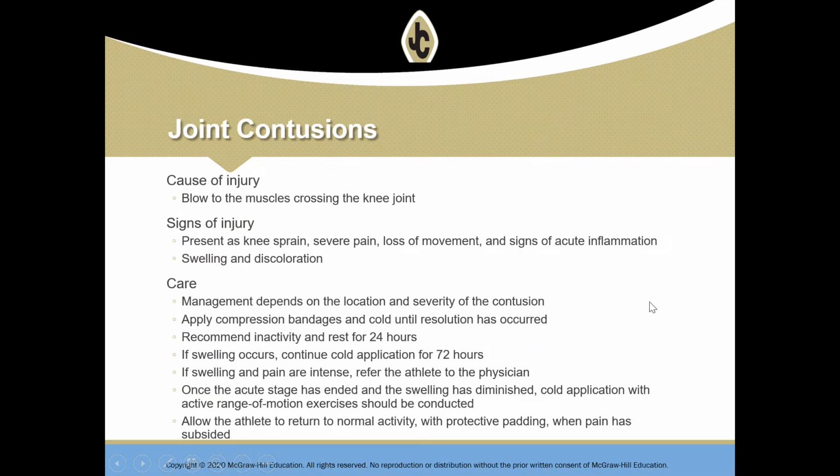Okay, so joint contusions. Blows to the muscles crossing the knee joint. Usually present with knee sprains, severe pain, loss of movement, and signs of acute inflammation, swelling, and discoloration also there. Management depends on the location. You want to apply compression and cold until resolution has occurred.